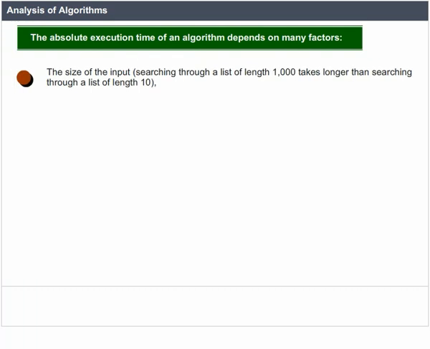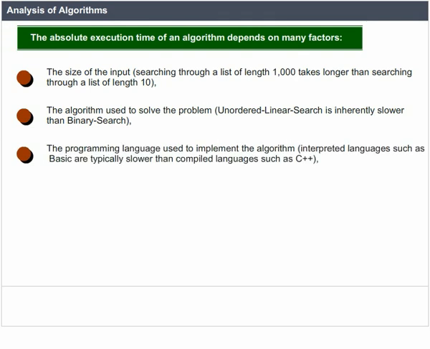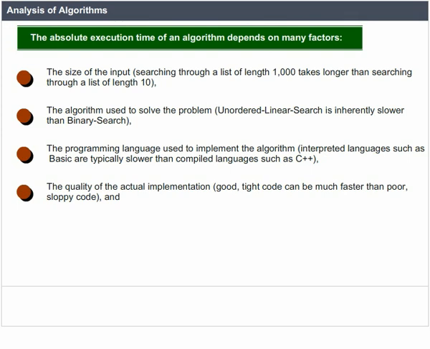The size of the input: searching through a list of length 1000 takes longer than searching through a list of length 10. The algorithm used to solve the problem: unordered linear search is inherently slower than binary search. The programming language used to implement the algorithm: interpreted languages such as BASIC are typically slower than compiled languages such as C++. The quality of the actual implementation: good tight code can be much faster than poor, sloppy code. And the machine on which the code is run: a supercomputer is faster than a laptop.